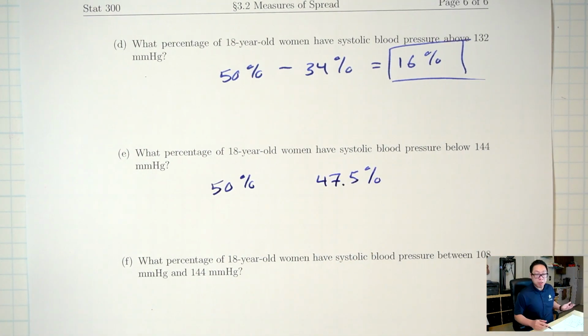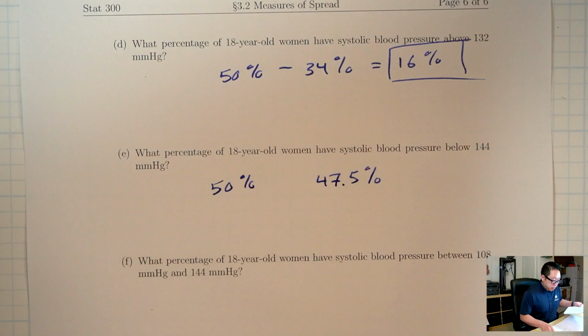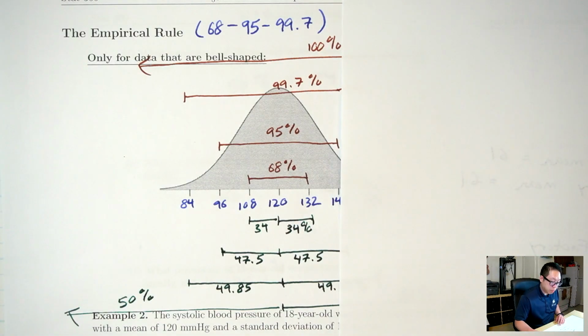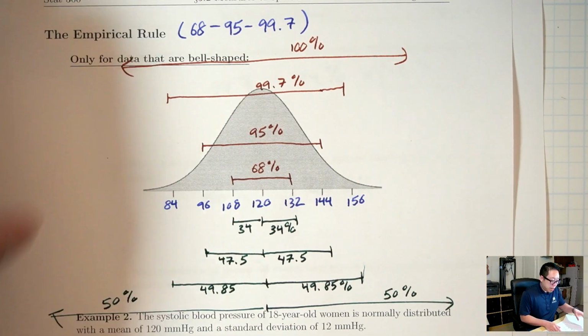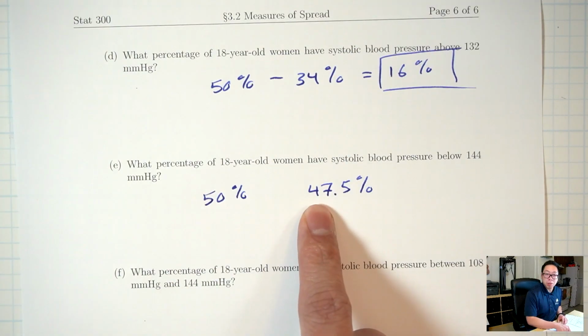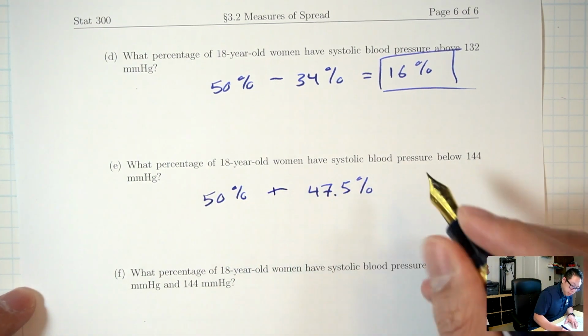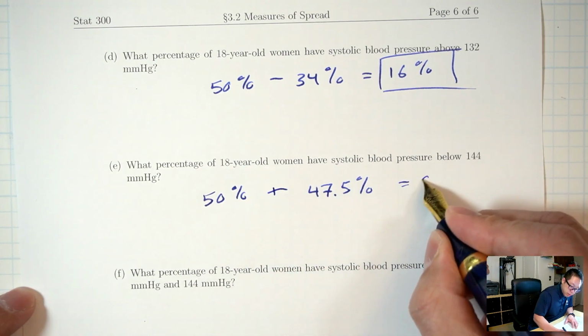And then the question is, do you add or do you subtract? So once again, think about, do you expect the answer to be big or small? 144 all the way to the left is this picture. That's a big chunk. I expect my answer to be big, so that suggests that I should add. Because if I subtract, I'm going to get a really small number, which doesn't match what I expect the answer to be. So it should be addition here, and that's 97.5%.